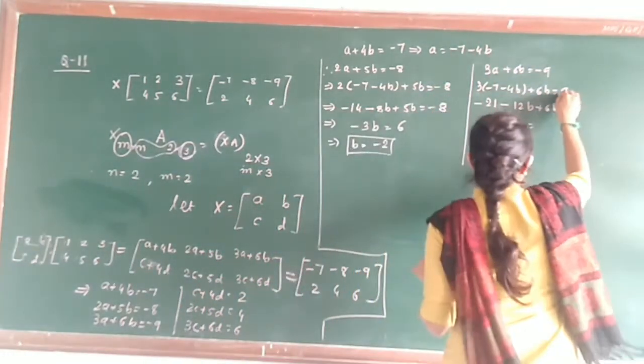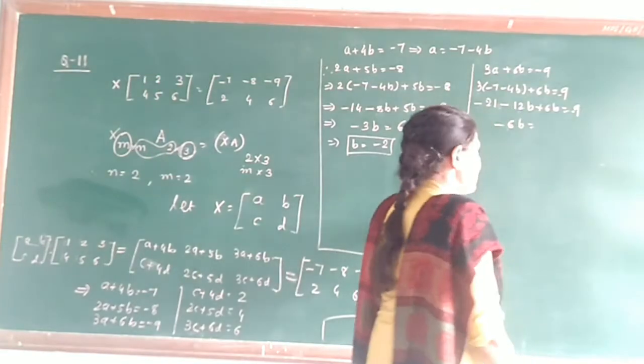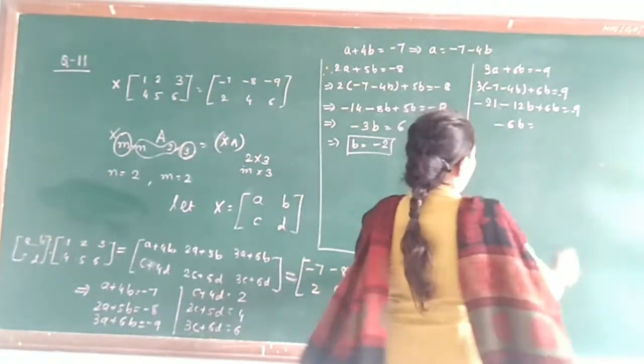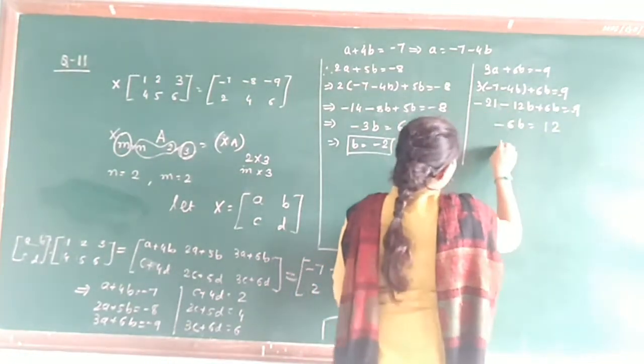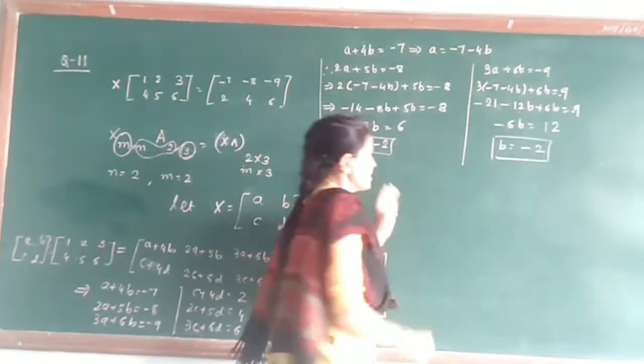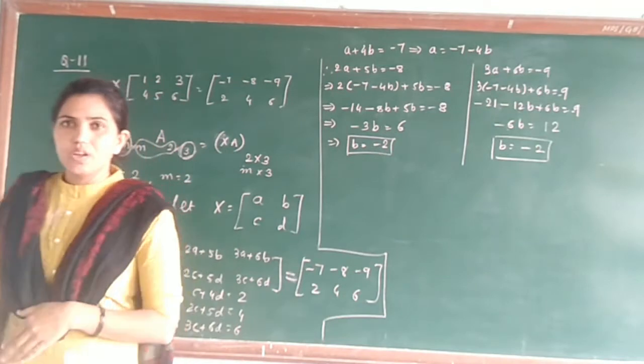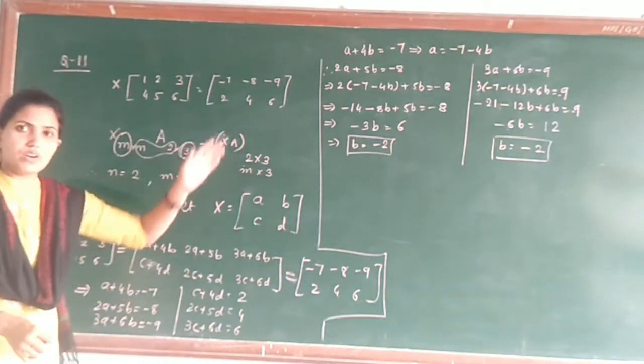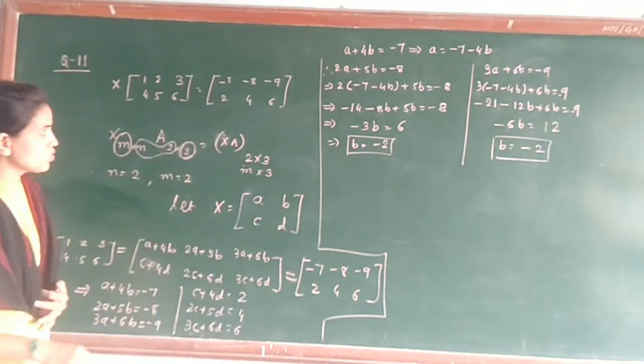Minus 9, then minus 9. Minus 9 plus 21, so it will be 12. So here b is equal to 12 divided by minus 6, so minus 2. You can see, students, we are getting the same value. In the other question also, in a similar way, you will get the same value for these two.